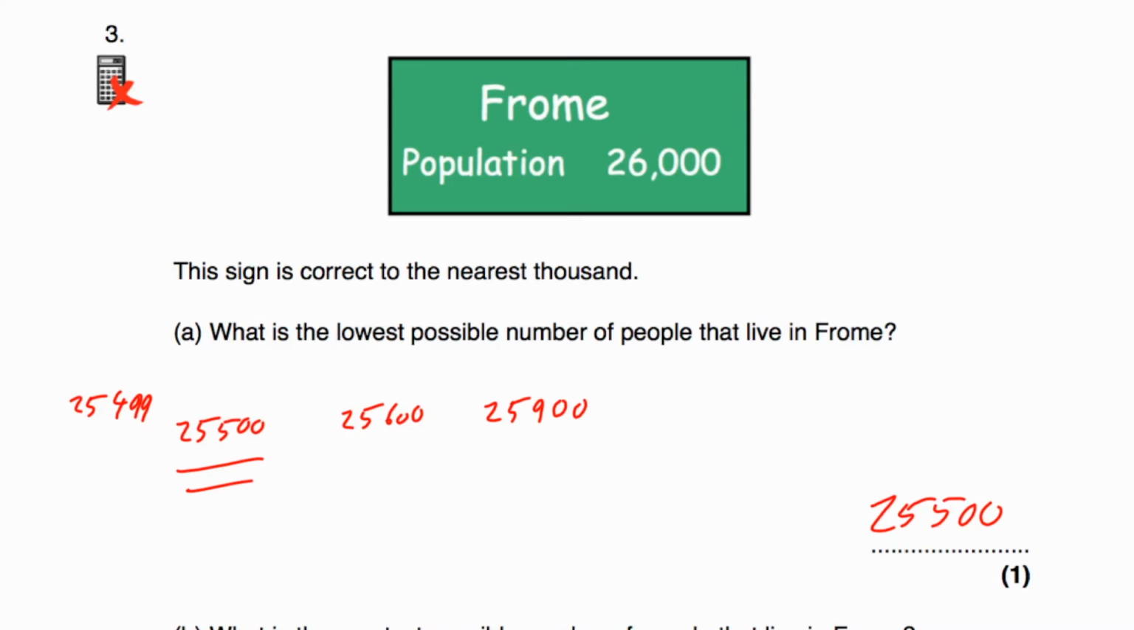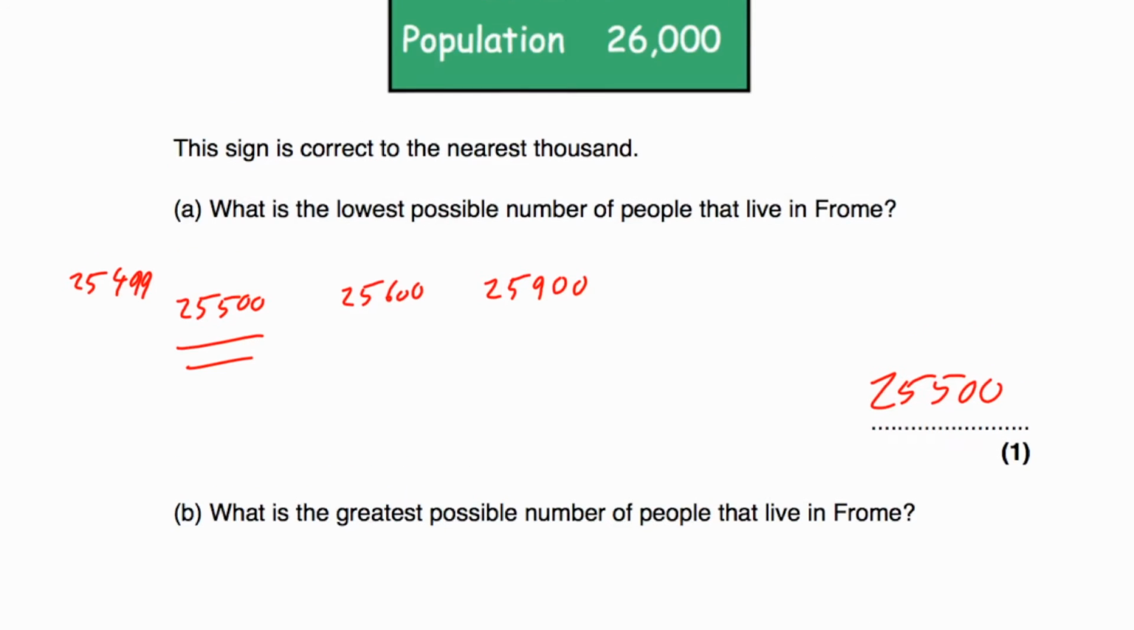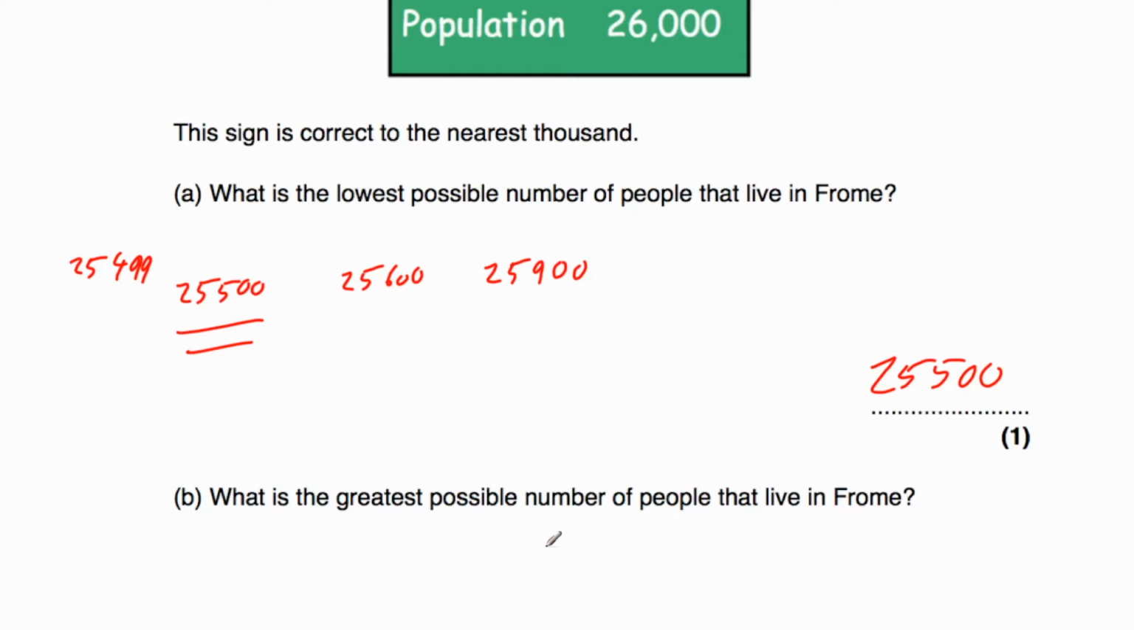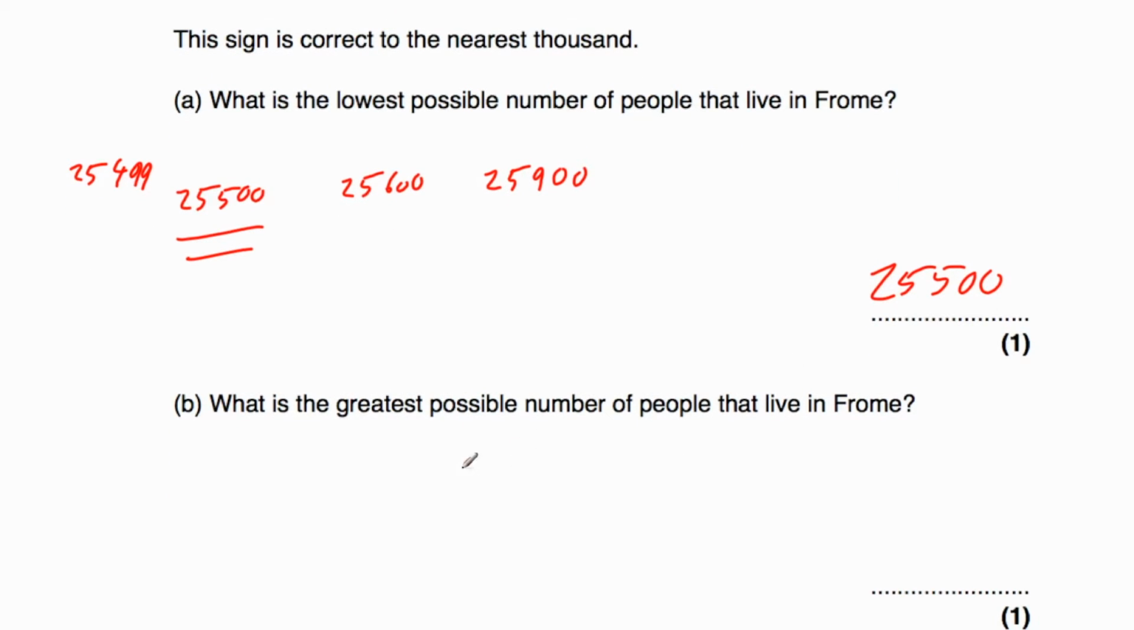Okay, and part B. Part B says, what's the greatest possible number of people that could live in Frome? So we want to find the greatest possible whole number that, when we round it to the nearest thousand, will give us an answer of 26,000. So let's consider the numbers that would round to 26,000 to the nearest thousand. It could be 26,100, that would round down to 26,000. It could be 26,400, that would round down to 26,000. It couldn't be 26,500 because that number rounds up to 27,000. So it could be the number just one lower than that, 26,499. So the greatest possible number of people that could live in Frome would be 26,499.